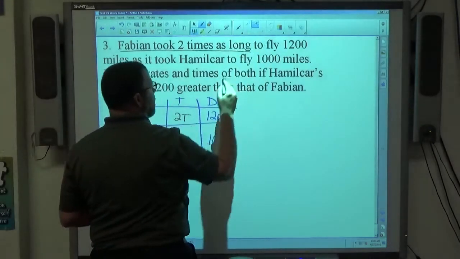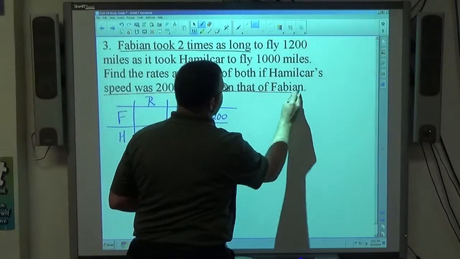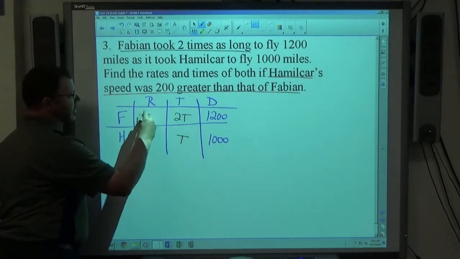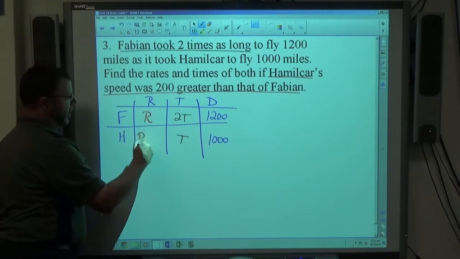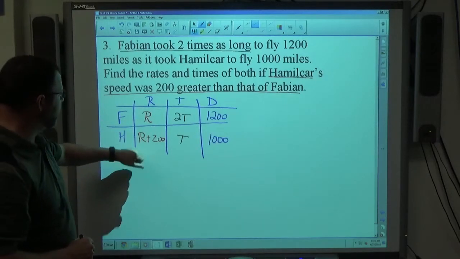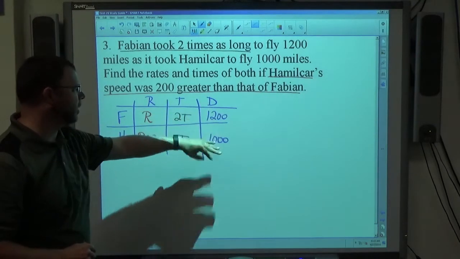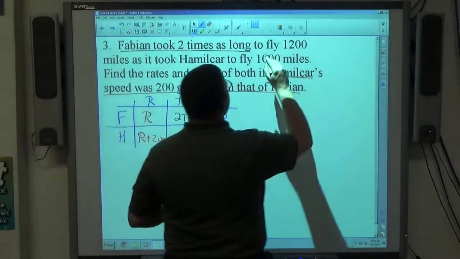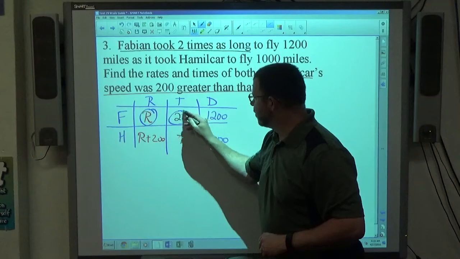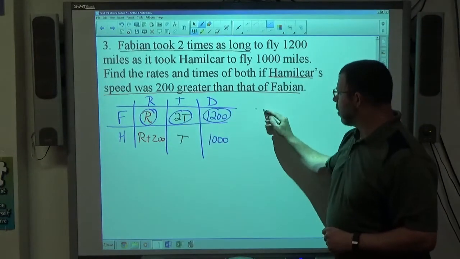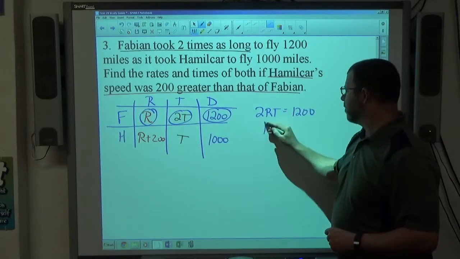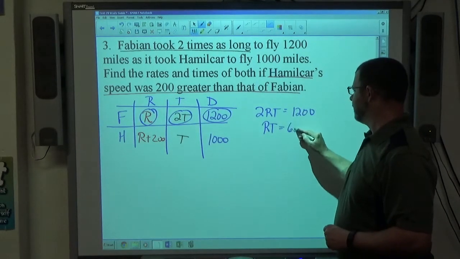It also tells us Hamilcar's speed was 200 greater than that of Fabian. So Hamilcar's speed's faster by 200. So if Fabian is going some speed r, Hamilcar is going 200 faster than that. And just like that, I got my rates filled in with the same letter. I got my times filled in with the same letter. I know my distances. And the relationship between rate, time, and distance is that rate times time is equal to distance. So 2RT must equal 1,200. And I can simplify that to RT must equal 600.